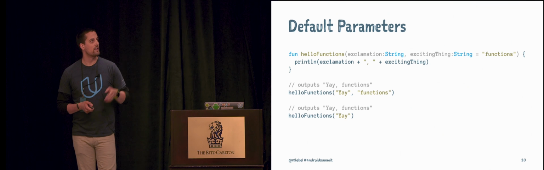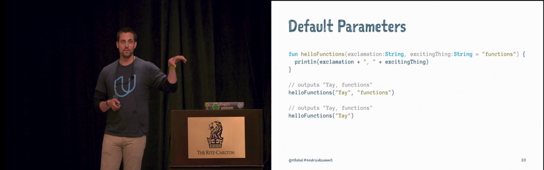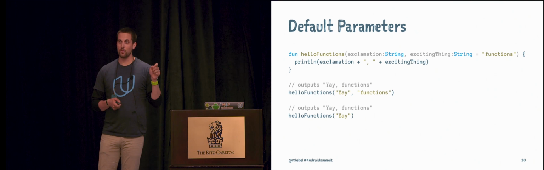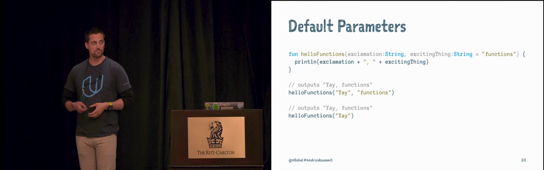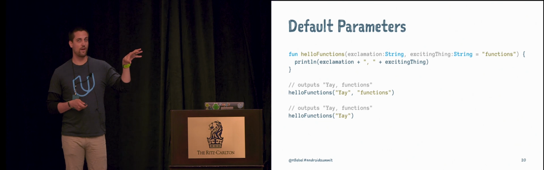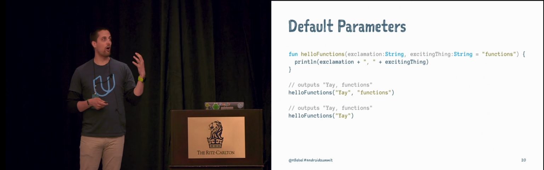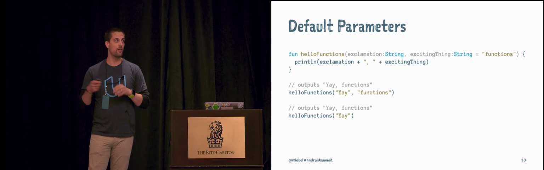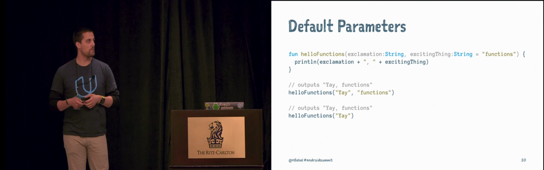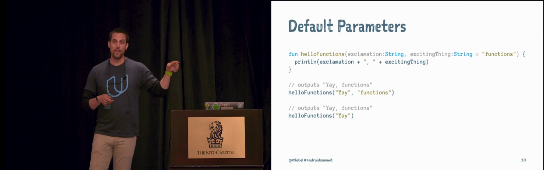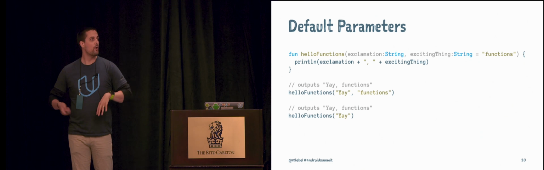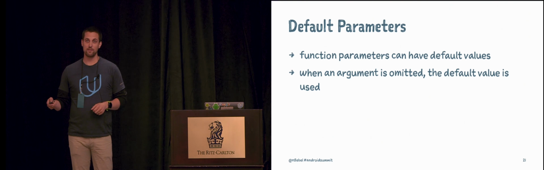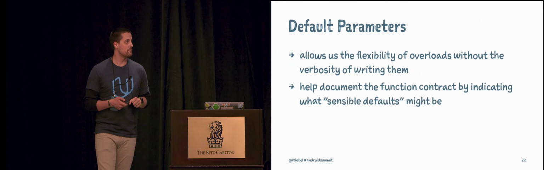So now we can get into the interesting stuff. Default parameters. If we look at exciting thing here, we notice that it has this extra bit of syntax in the definition where after the type, we say equals, and then we give it a string literal of functions. So what this is doing is defining what the default is if that argument is omitted when it's called. So here if we invoke hello functions and we pass in 2 strings, we'll output yay functions as before. However, now in the second example, if we just pass yay and nothing else, we'll actually get the same output. And that's because if function parameters are omitted, then we can use that default value.